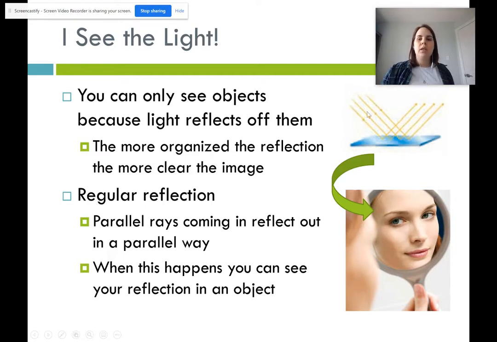Now, regular reflection is when rays of light going in are parallel and bounce back out parallel. You will be able to see a clear image, and you'll be able to very easily see a reflection. This happens in very smooth devices like a mirror.